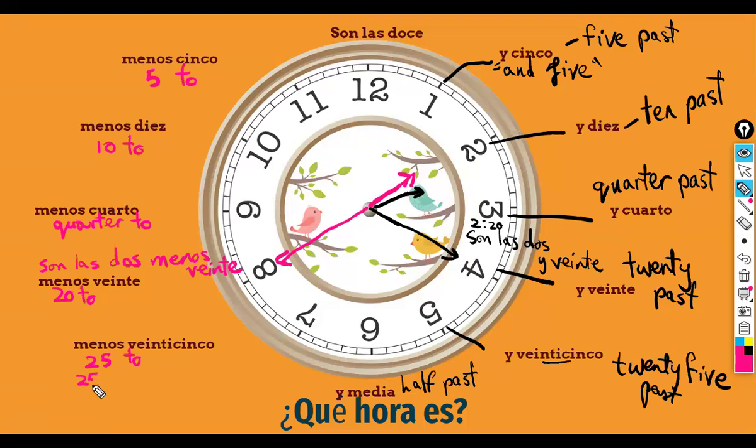This is how we would translate any of those expressions. So twenty-five minutes before, twenty minutes until, etc., etc.